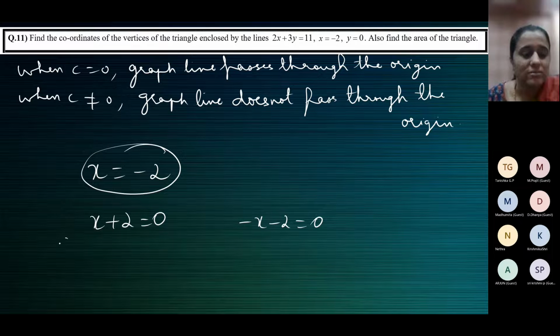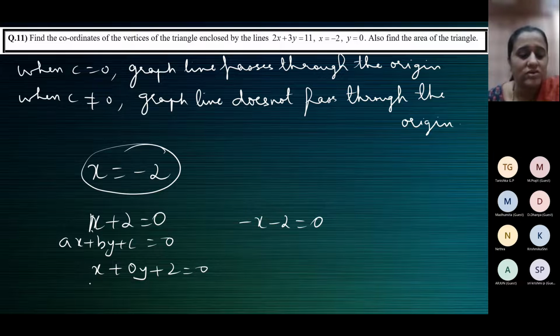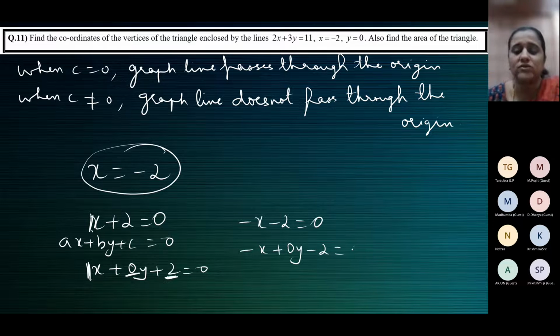Why, children? Compare with ax plus by plus c is equal to 0. X is there, so a is 1. Okay, if you have a doubt, x plus 2 is equal to 0 means x plus 0y plus 2 is equal to 0. So what's the value of a? 1. What's the value of b? 0. What's the value of c? 2. And here minus x plus 0y, y is not there, minus 2 is equal to 0.